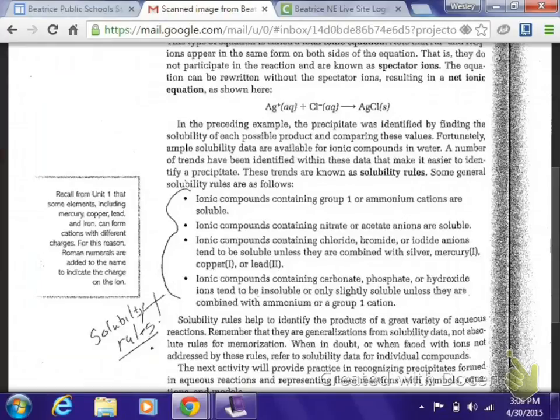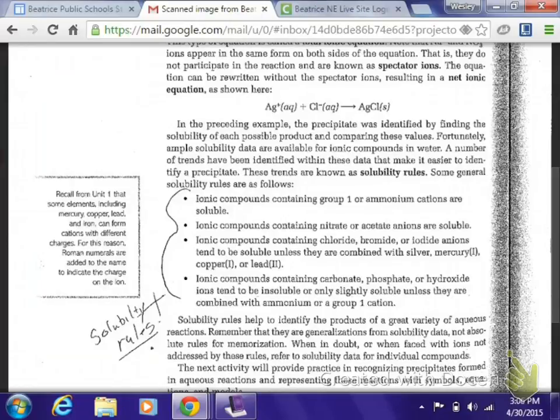What's the other one that will dissolve if I have it? That's listed in that first bullet. What else is in that first bullet that's not on the periodic table? Ammonium. So if it has ammonium in there and I go to dissolve it, it's going to dissolve. Anything with ammonium ions, it will dissolve at least a little bit.